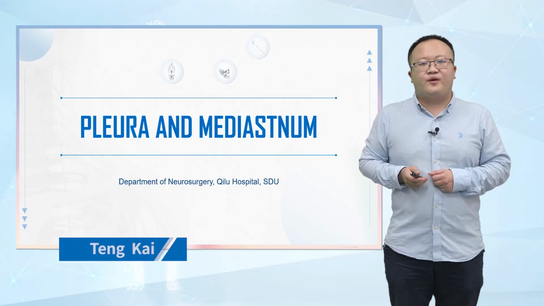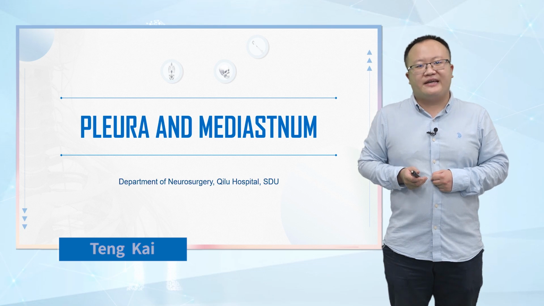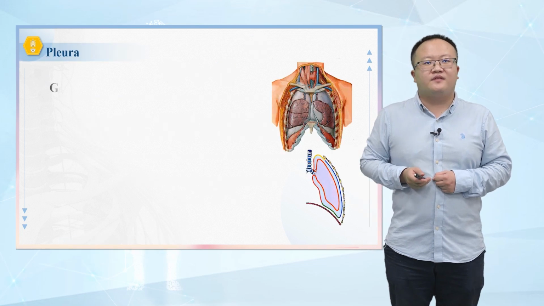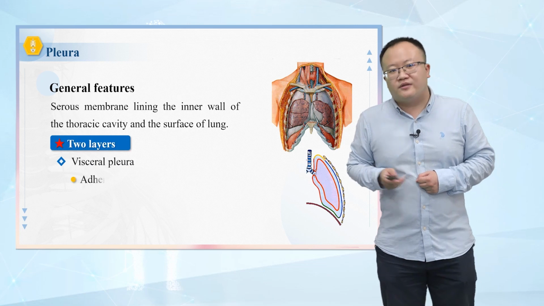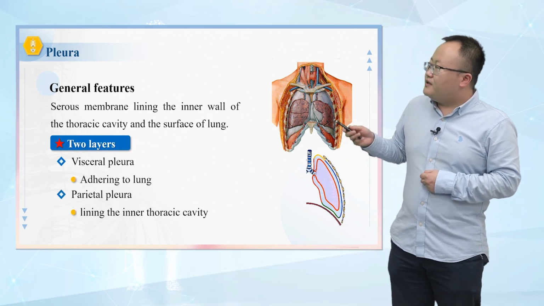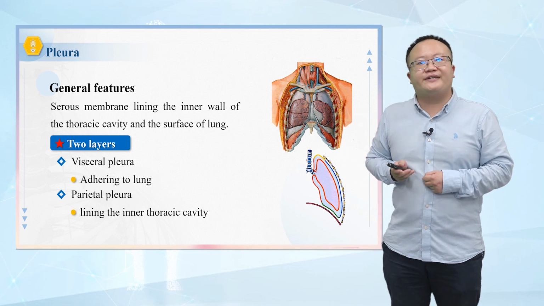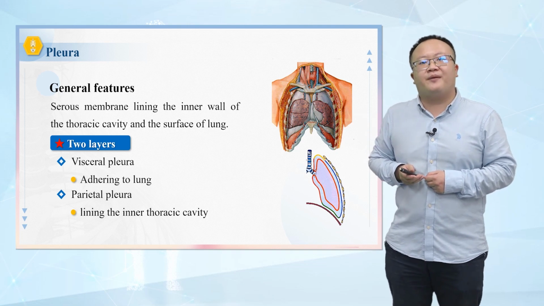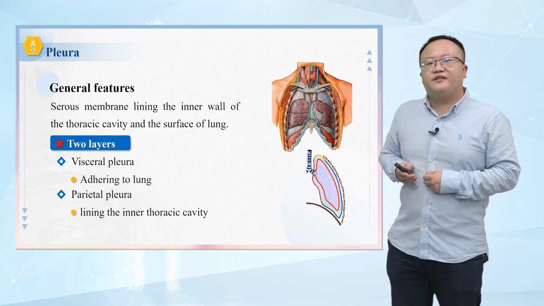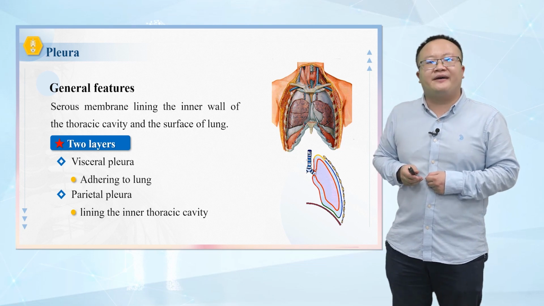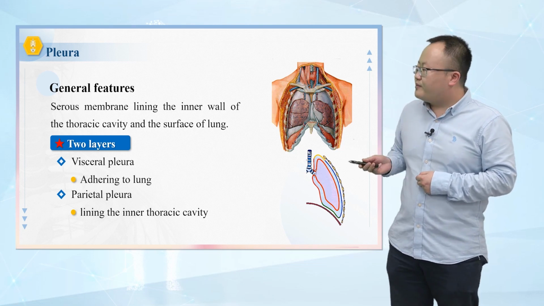In this section, we'll talk about pleura and mediastinum. The pleura. General features is here. A serous membrane lining the inner wall of the thoracic cavity and the surface of the lung. There are two layers, the visceral pleura and the parietal pleura.